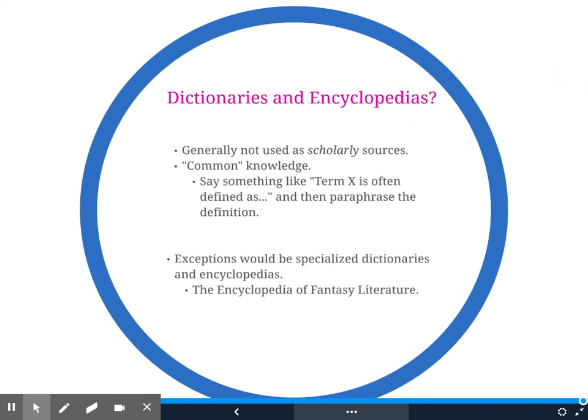Dictionaries and encyclopedias are generally not used as scholarly sources, especially not anymore because they're kind of outdated. The online dictionaries, if you go to like Webster Dictionary, can help you with things like definitions and the origins of words and the uses of words. There are also specialty dictionaries and encyclopedias. An example would be Encyclopedia of Fantasy Literature, which focuses on one topic, so they are experts in that area.